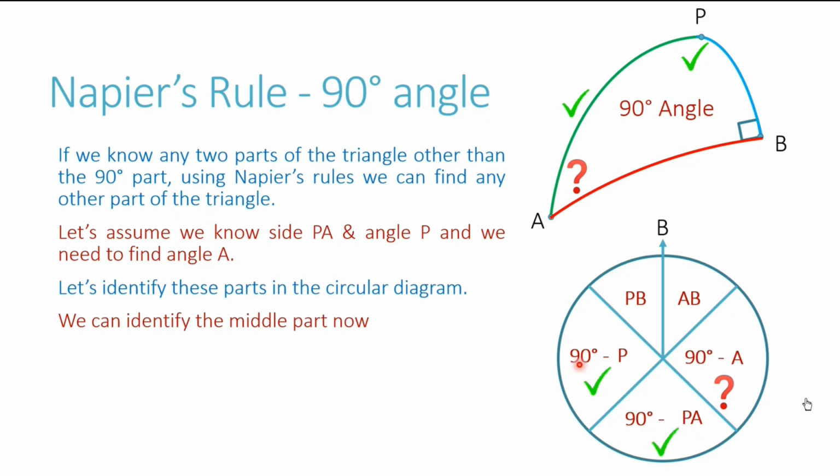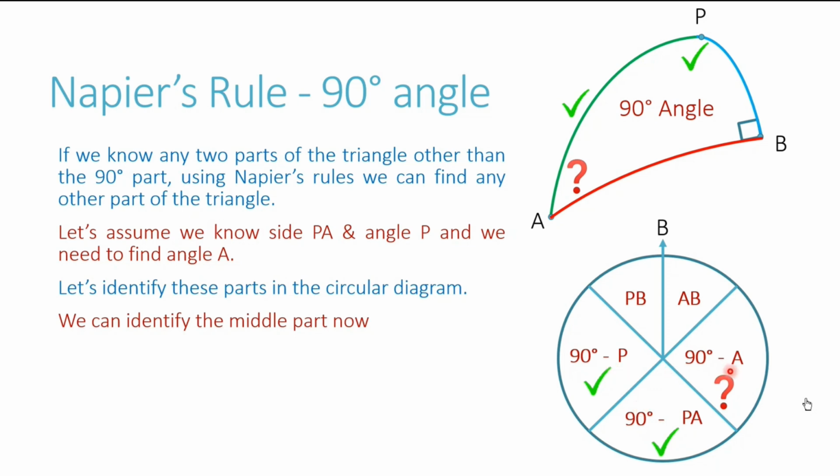Which are these parts? One part which is sharing its side with 90 minus PA is this one, 90 minus P. They are sharing this particular side. And the other part which is sharing a side with 90 minus PA is this one, 90 minus A. It is also sharing this particular side. Now these parts which are adjacent to the part which we assumed in the first place are known as adjacent parts. Since they are adjacent to the part which we selected in the beginning as middle part, they are called adjacent parts.